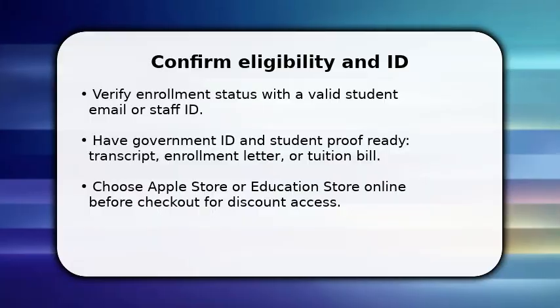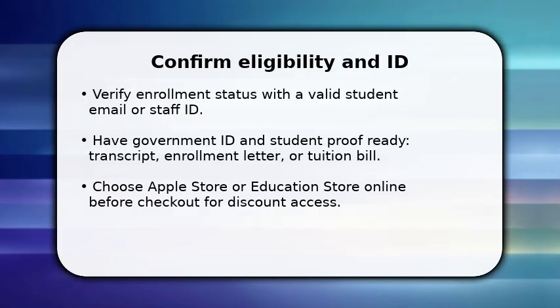You start by confirming eligibility. Log in with your school-issued email or gather enrollment proof. Once done, make sure your government ID matches the student documents.